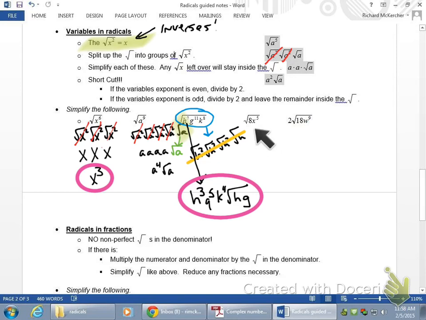Try it again with 8x to the 5th. You have to deal with the number, just like we dealt with the number before. And this time I'm going to write all the pairs out, since it's a smaller number. So once I have everything written out, I'm going to look for which ones are perfect and which ones aren't. 4 was perfect, x squared was perfect, and another x squared was perfect. So I bring those down. And then I had 2 left over that were not perfect, and I bring those on the inside.